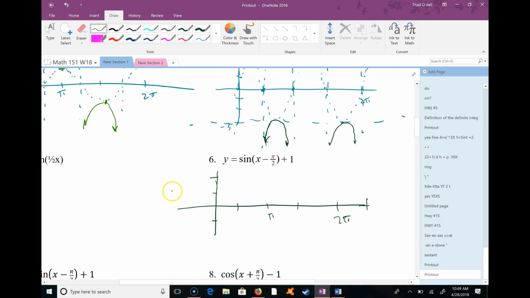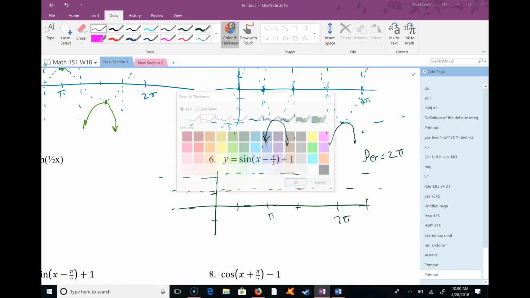So the plus 1 means I have a new middle, so I'm just going to put that in. The amplitude is 1, so I'm going to put a dotted line there. Amplitude is 1, so I put a bottom. So this is my bottom, this is my top, middle, and this is my top, right? And it's a sine curve. The frequency is 1, which means the period is a normal 2 pi.